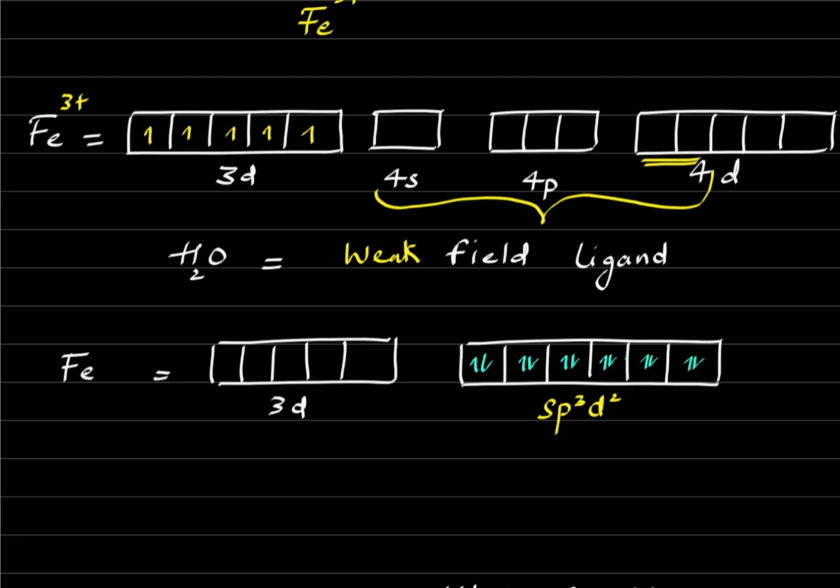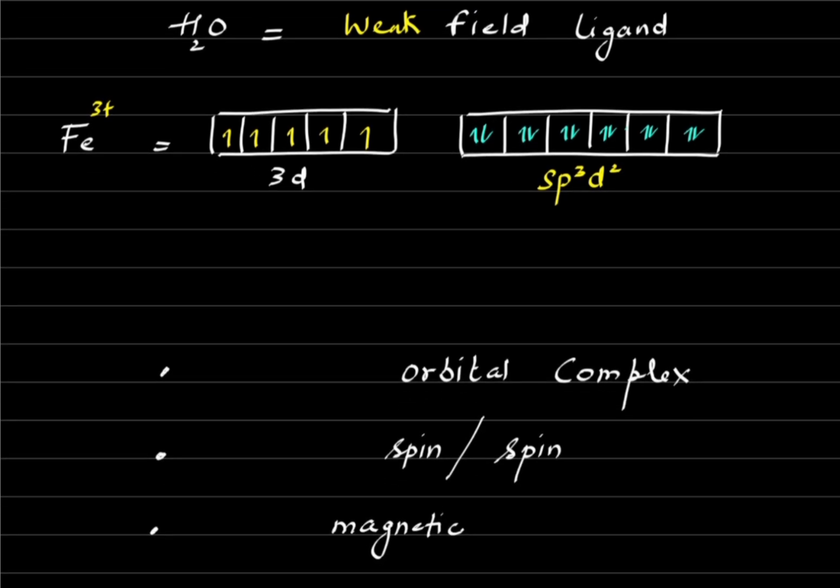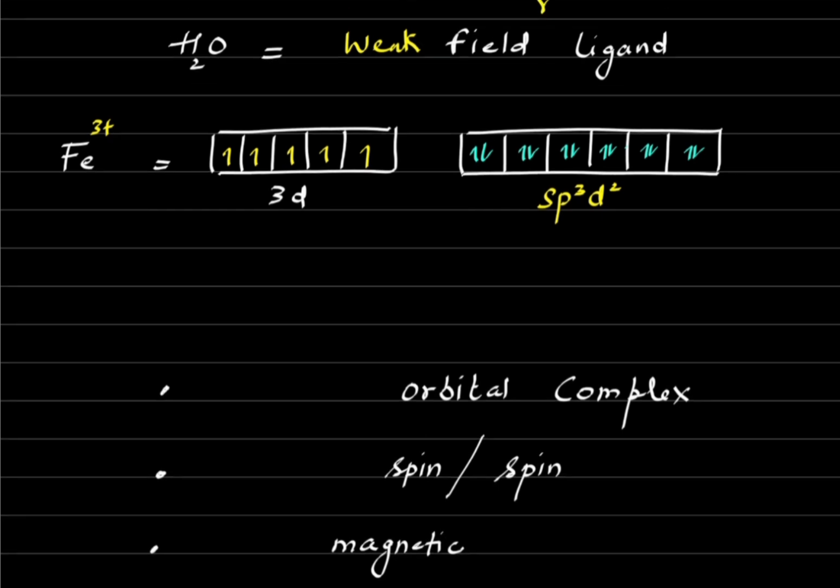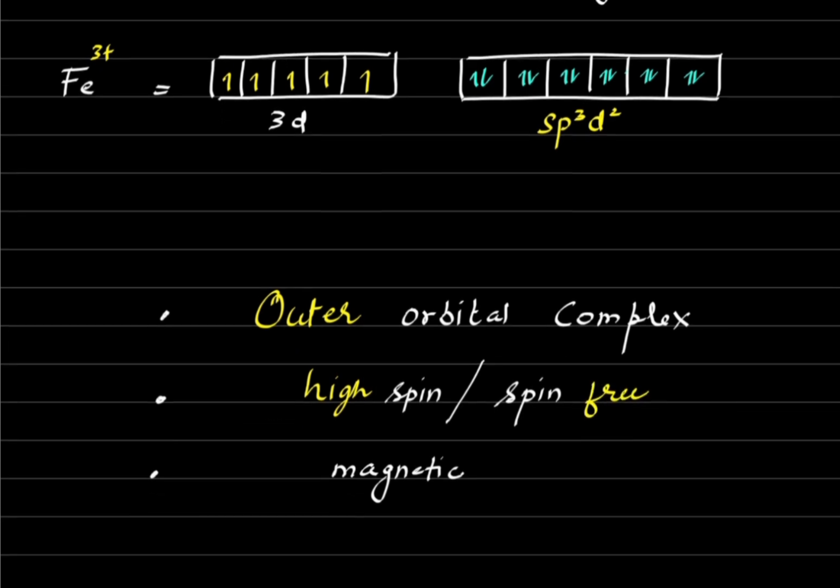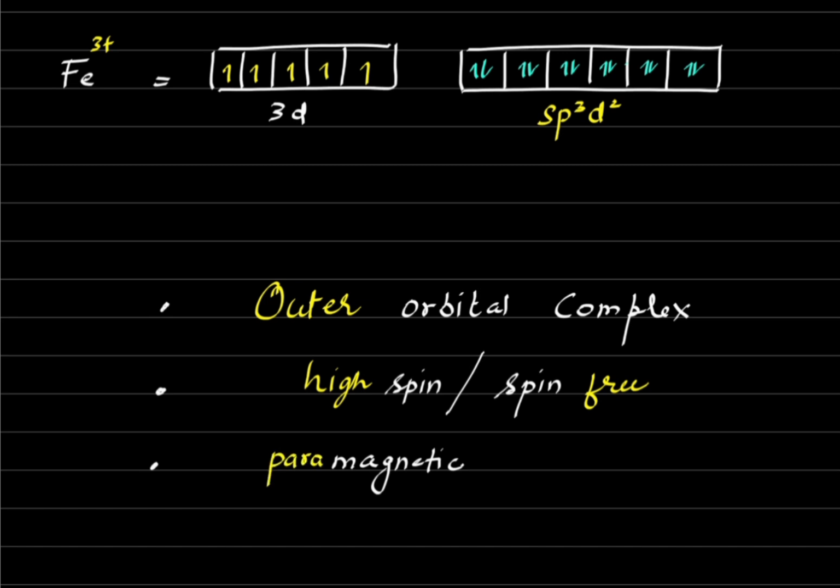3d of course will have electrons of iron only. The charge on iron here is Fe3+. So here, this is the situation when the ligand is a weak field ligand. Now let's see what kind of complex this is. So here outer d orbital was used, so this would be an outer orbital complex. None of the electrons got paired up. That makes it a high spin or spin free complex. There are so many unpaired electrons, which makes it a paramagnetic complex.